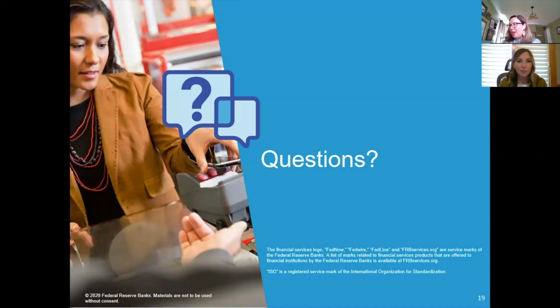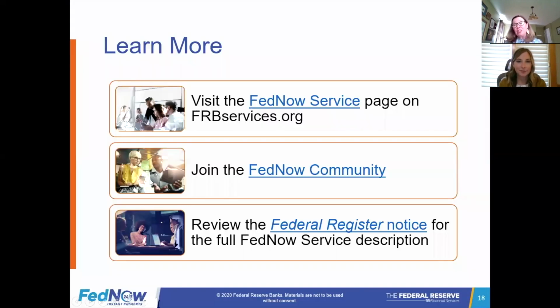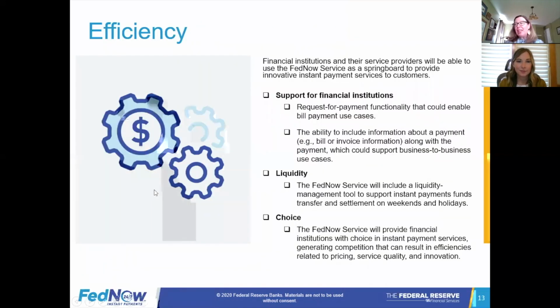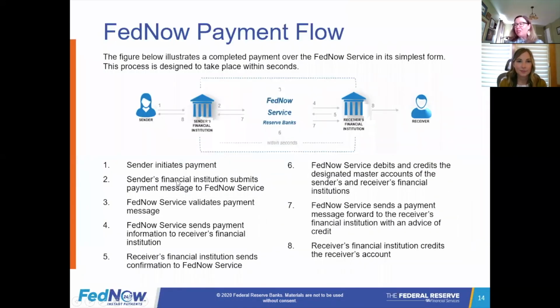I thought we had a question about at what point does the Fed debit the sending institution? Looking at the FedNow payment flow, it would be after the receiver's financial institution sends confirmation to the FedNow service. That is when the master account is debited from the sender's bank and then credited to the receiver's bank.